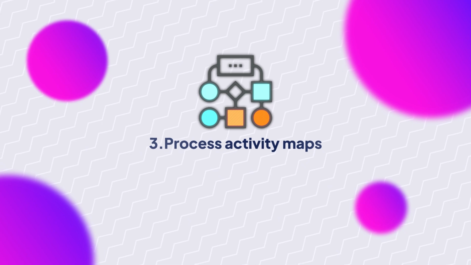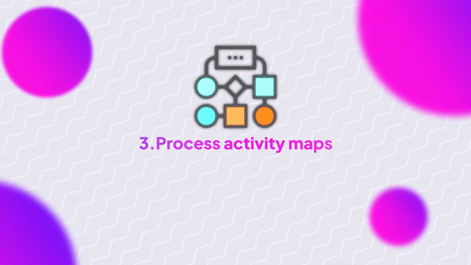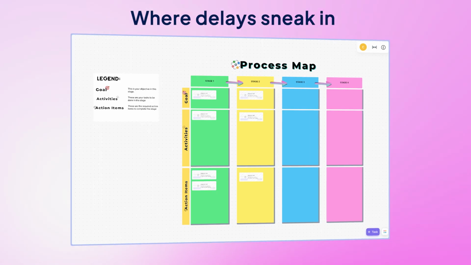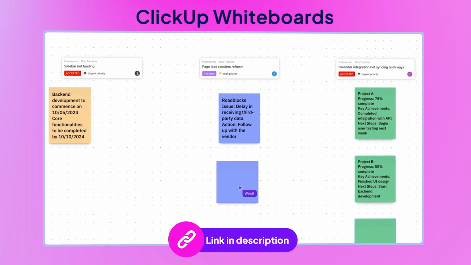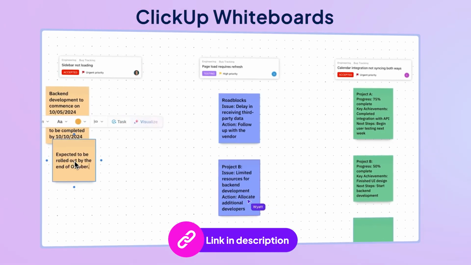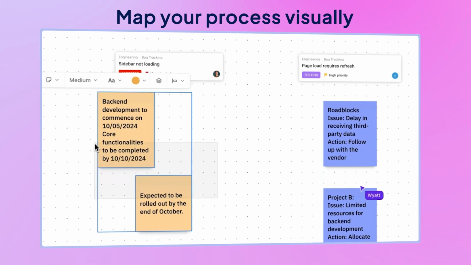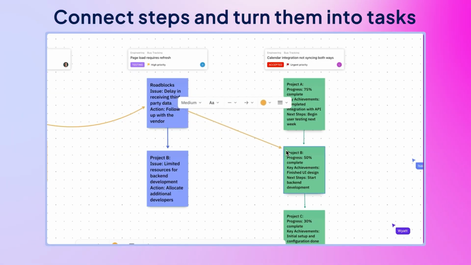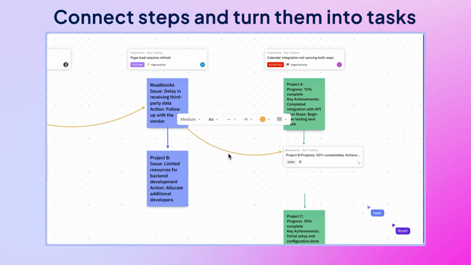Now that ownership's sorted, it's time to zoom in and see how the work actually flows, step by step. That's where process activity maps help. These maps break down each activity, showing where time's spent and where delays sneak in. Inside ClickUp, you can use whiteboards to brainstorm these steps and organize them visually in seconds.